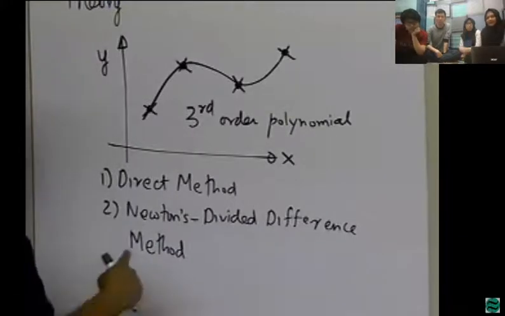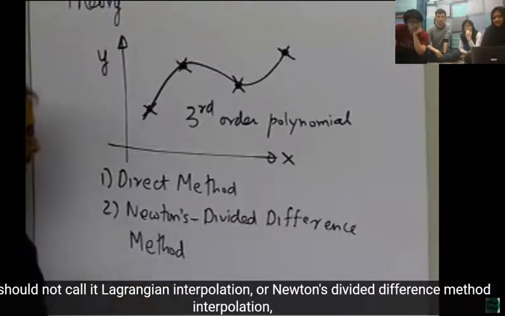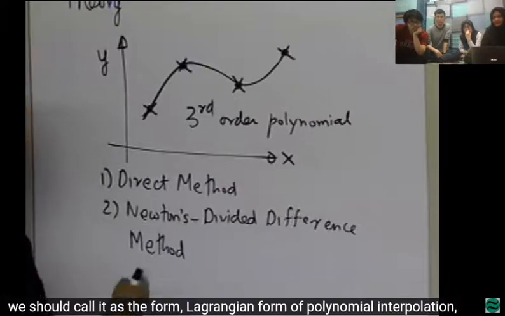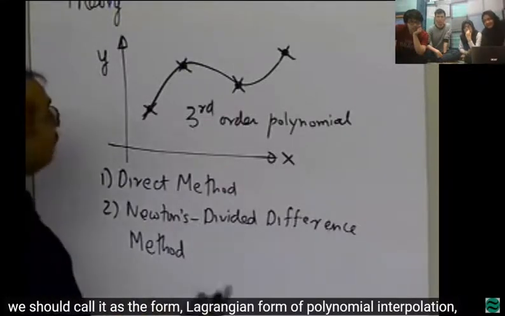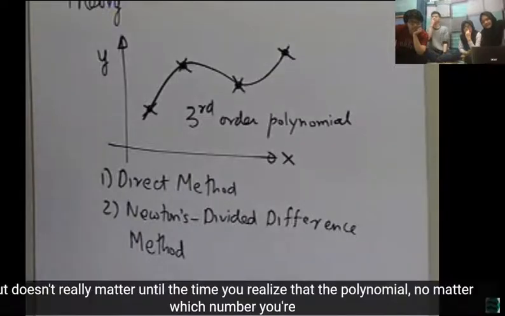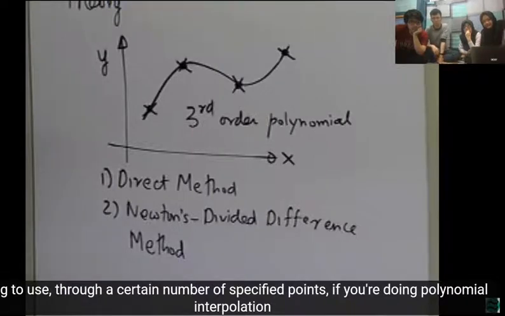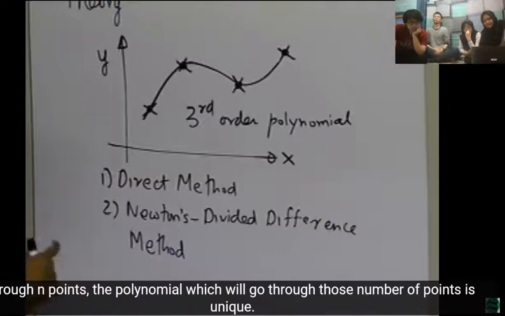So many times people say that one should not call it Lagrangian interpolation or Newton's divided difference method interpolation. We should call it the Lagrangian form of polynomial interpolation. But it doesn't really matter as long as you realize that no matter which method you use, if you're doing polynomial interpolation through n points, the polynomial which will go through those points is unique.